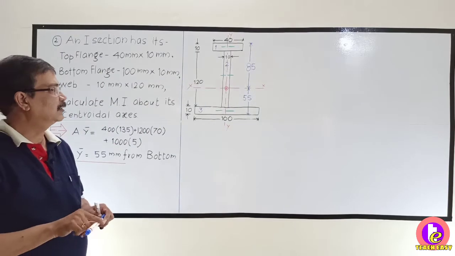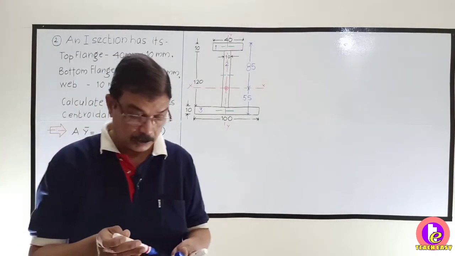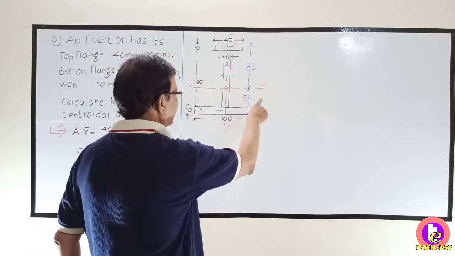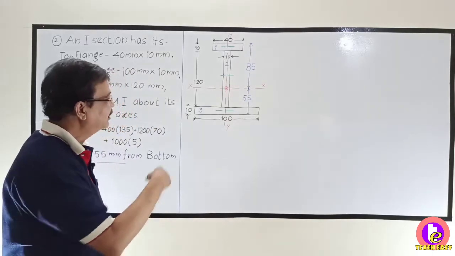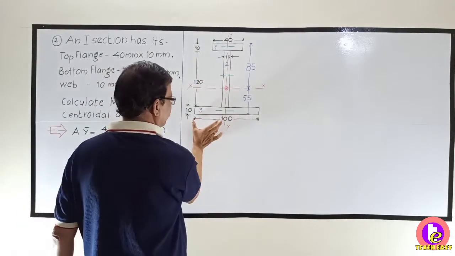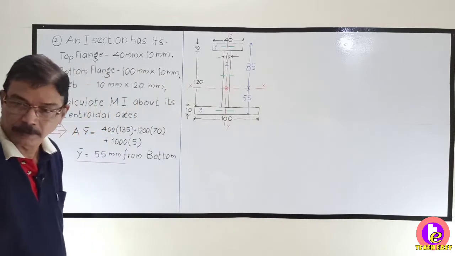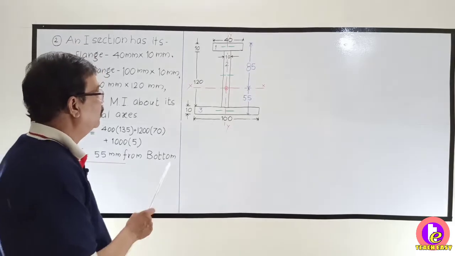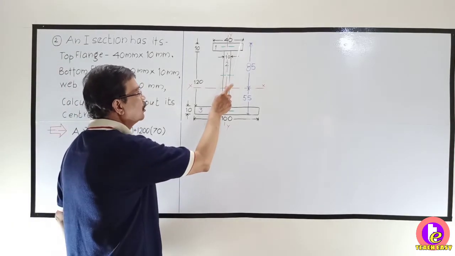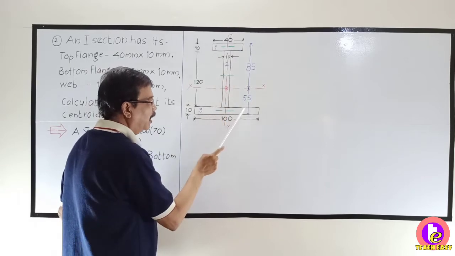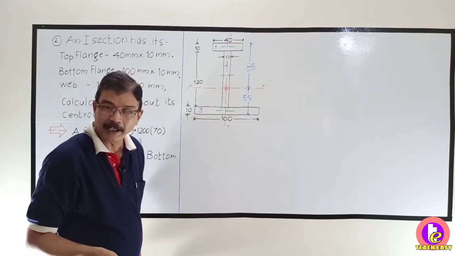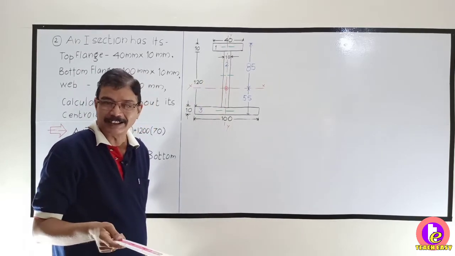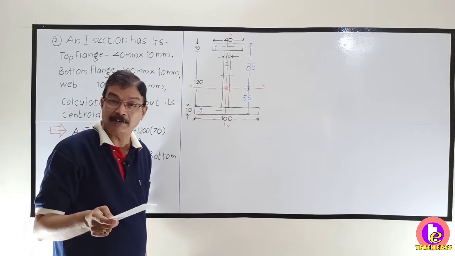So do you understand this? This is the first step in which we have found out the position of XX axis, that is Y bar. As it is symmetrical about the vertical axis, this will be X bar. So you need not find out X bar in this case. Okay. Now again, concentrate on the figure. Top flange, web and bottom flange. All these three parts are symmetrical about YY axis. So it is not necessary to use the parallel axis theorem as far as IYY is concerned.